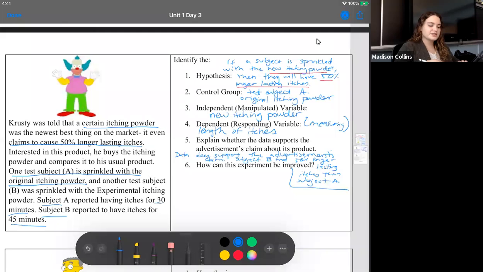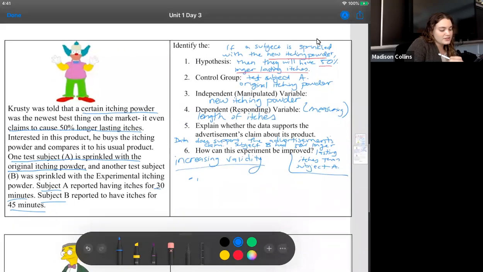All right, and finally, how can this experiment be improved? Remember, we're talking about increasing validity. So two things we can do are we can increase the sample size or use more test subjects. And we can also increase the trials. So repeat the experiment.